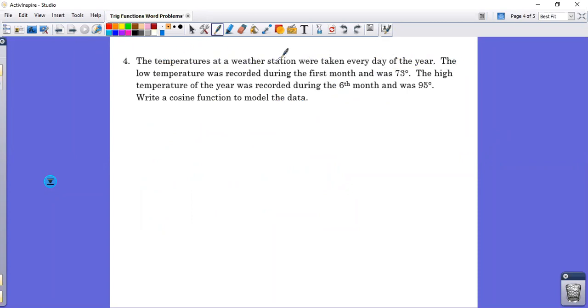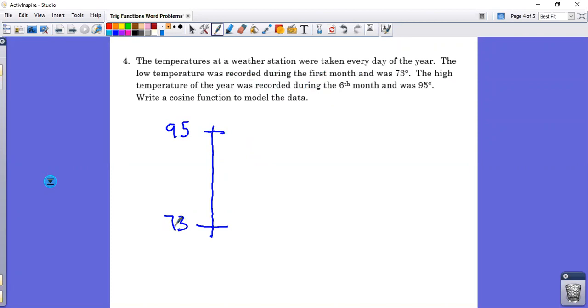So it says the temperature at a weather station was taken every day of the year. The low temperature was recorded during the first month, and it was 73. So if you think about our graph, that's the minimum is 73. The high temperature during the 6 months, so 6 months later, was 95. Write a cosine function to model this data.